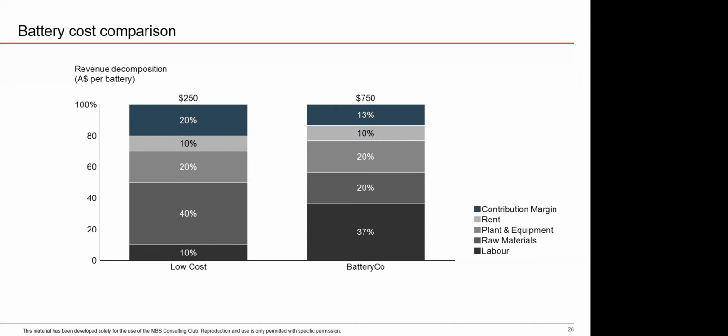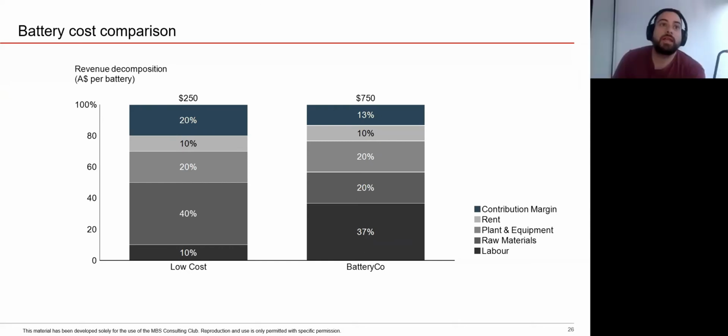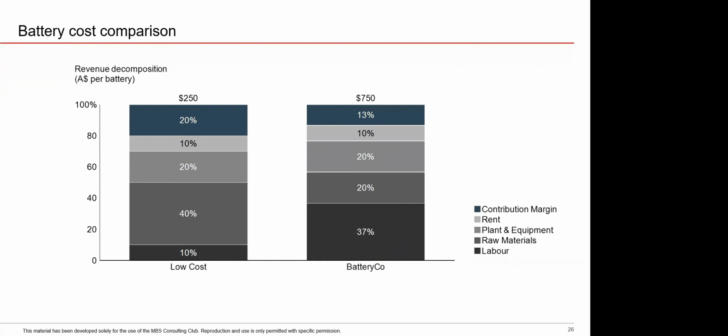Just finding the unmute. So as we can see here, the battery cost comparison between the low cost and Battery Co. Here it's broken down across the contribution margin, rent, plant and equipment, raw materials, and labor. What we can see is the percentage for the contribution margin overall is higher for the low cost. And we can see that the major contribution is more around the raw materials that go into the cost for the low cost battery. And we're looking at more in the labor for the Battery Co.